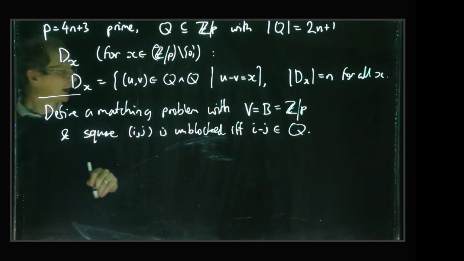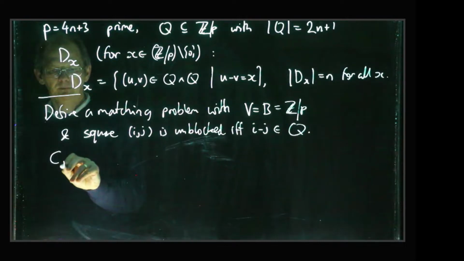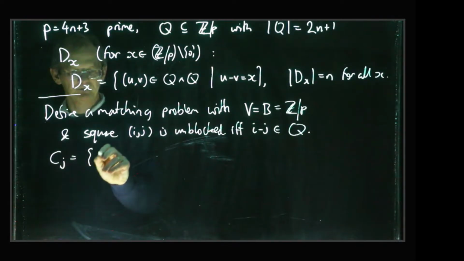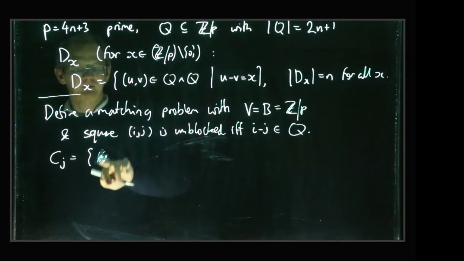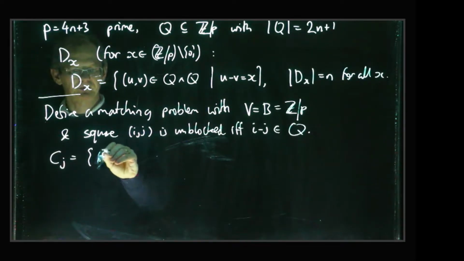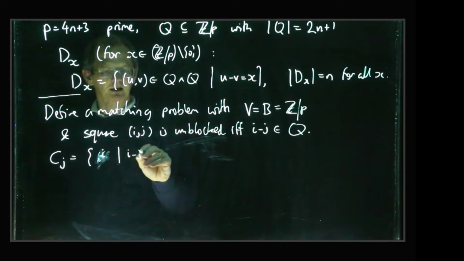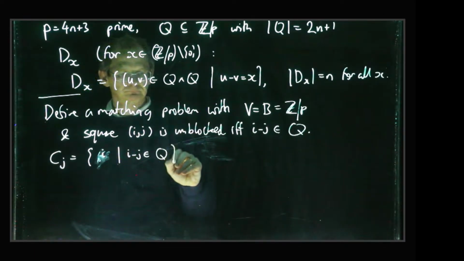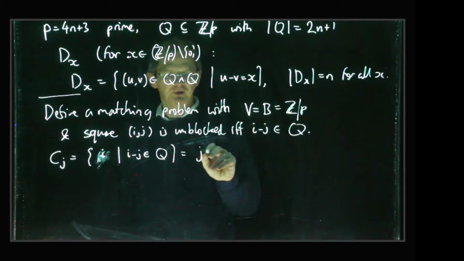So what are our column sets and row sets then? Cj is the column set, so that's the set of elements i such that the square (i, j) is unblocked. In other words, i minus j lies in Q. Another way to say that, this is just the same as the set j plus Q.